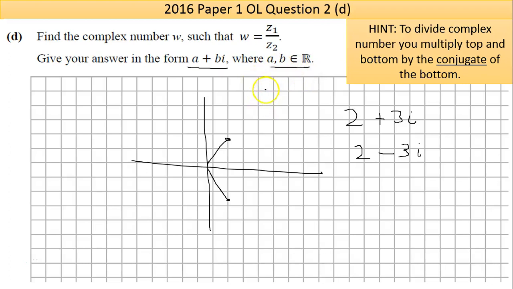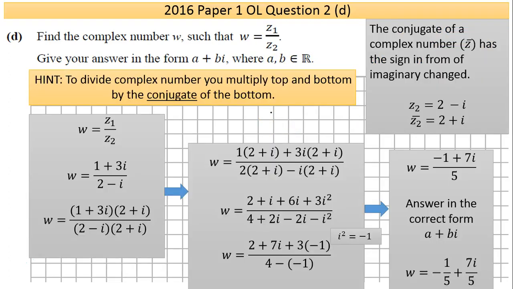Positive, negative, whole number, decimal, fraction, whatever. Okay, so I'm going to flick on to the answer. I've written it out here on the left side, the question. I've inputted the two complex numbers, 1 plus 3i, which is z1 from part 1, and 2 minus i, which is z2. Again, you were given that in part 1.